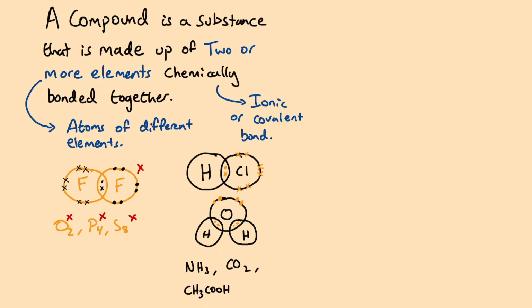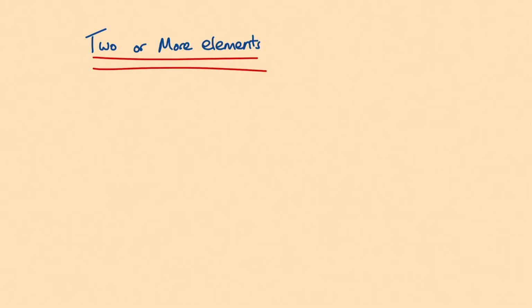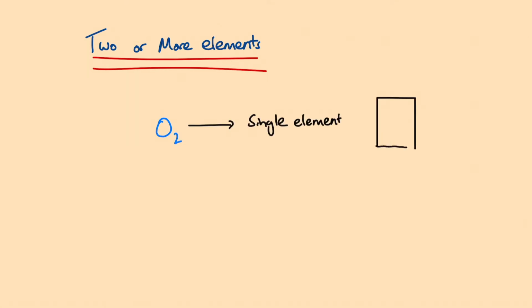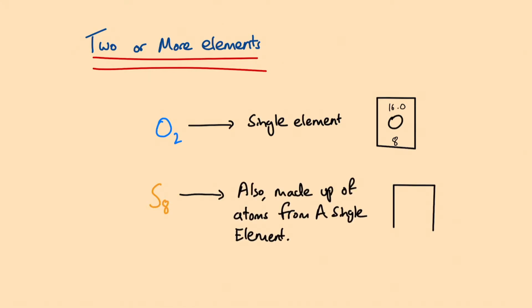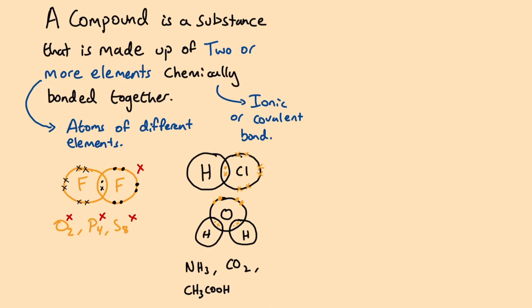And when you look at the definition of a compound, and that is made up of two or more elements, and then you look at the substances that we just talked about, all of them were made up of a single element. Like oxygen is made up of only the element oxygen, sulfur is made up of only the element sulfur, and therefore these are not made up of two or more elements, and therefore they're not considered compounds.